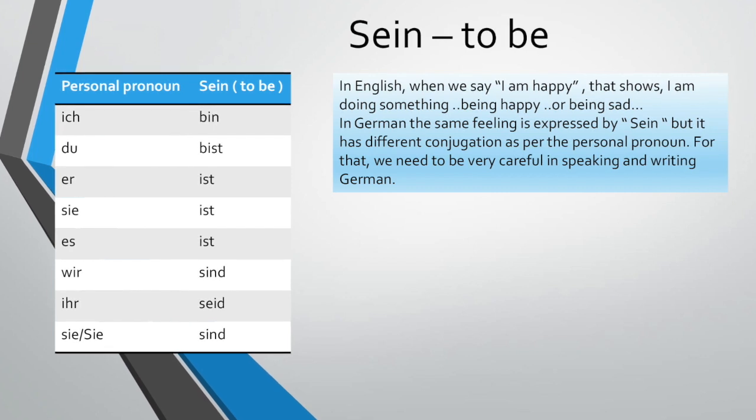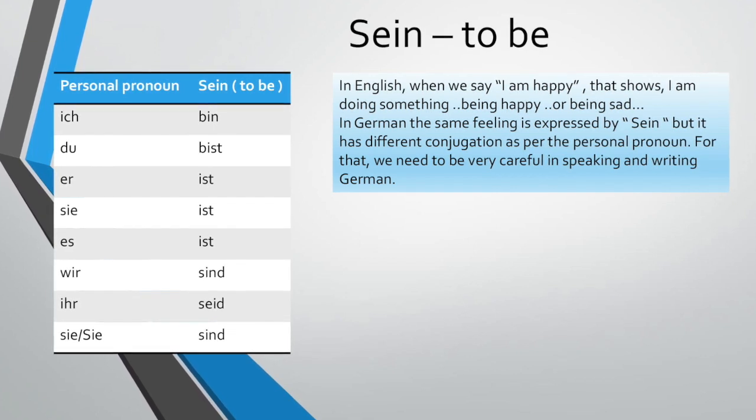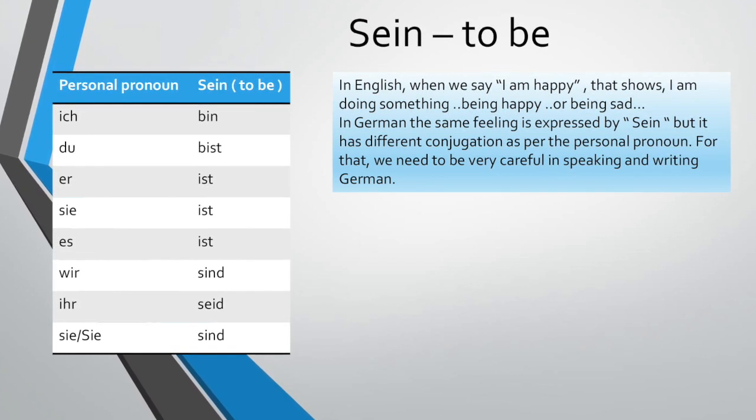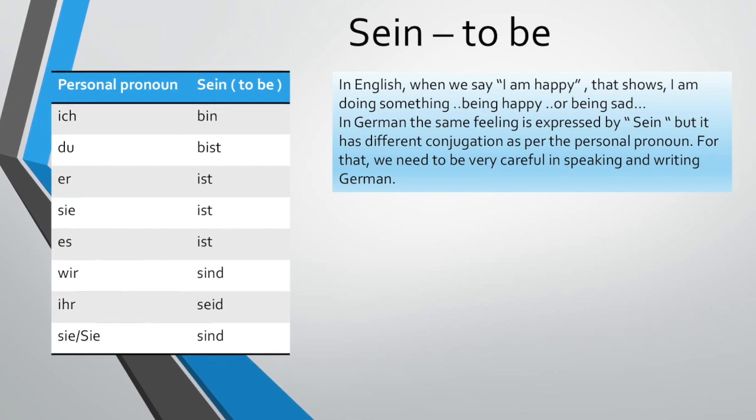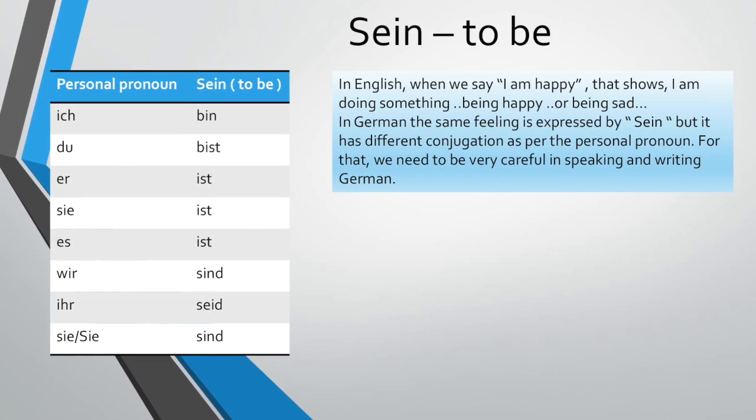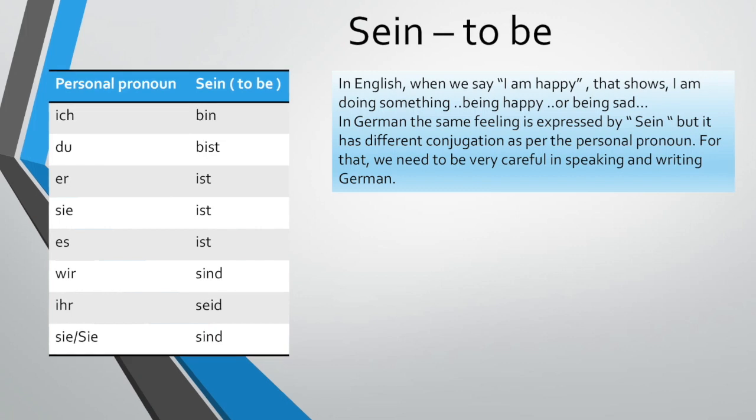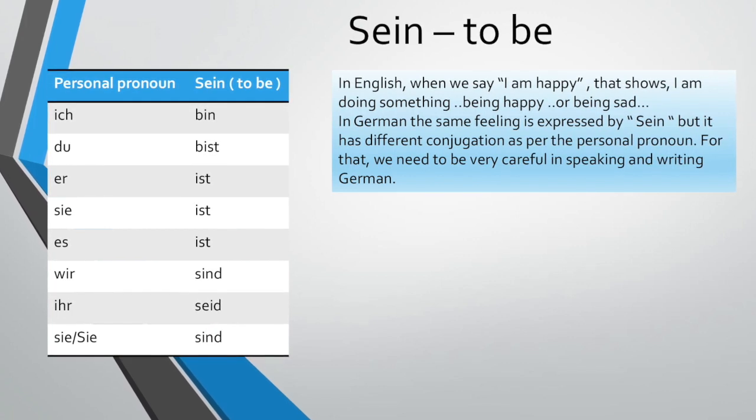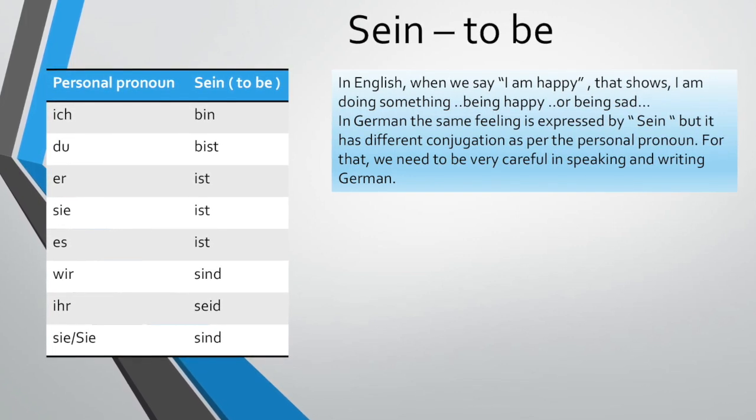So you have to remember this. Okay, you have to learn it by heart. So please write it down. Ich bin, du bist, er ist, sie ist, es ist, wir sind, ihr seid, and sie sind.